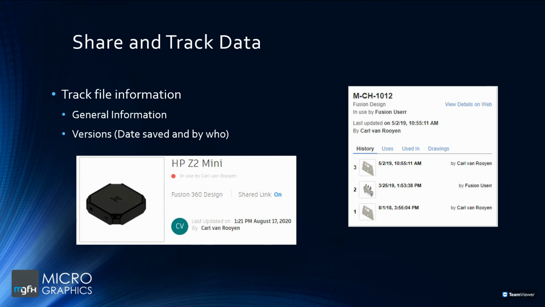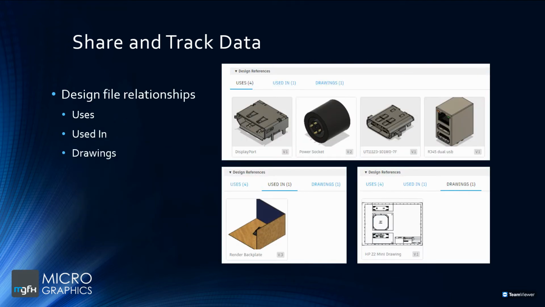Essentially, who saved that version. And then there are also 3 other tabs there: users, used in, and drawings. In the next slide, we'll see what information we see there. But bear in mind, those 3 tabs are viewable within Fusion 360, as well as in the next slide, we see those tabs, users, used in, drawings, available on the web browser as well, so through your standard web browser.